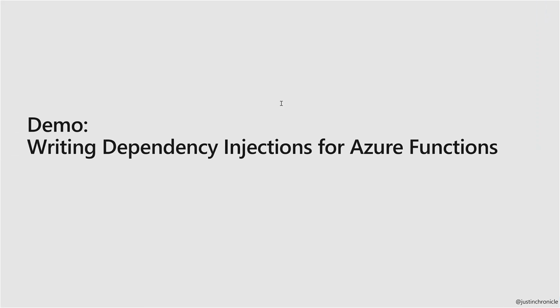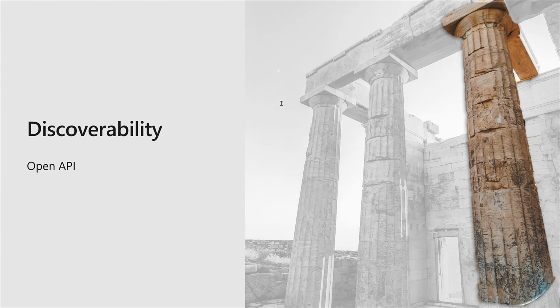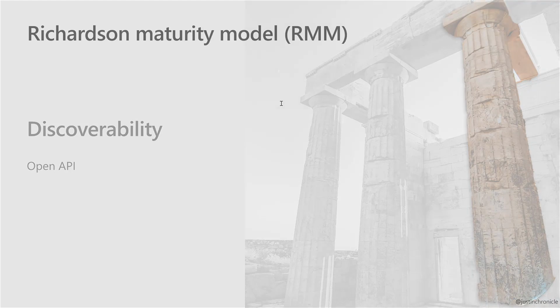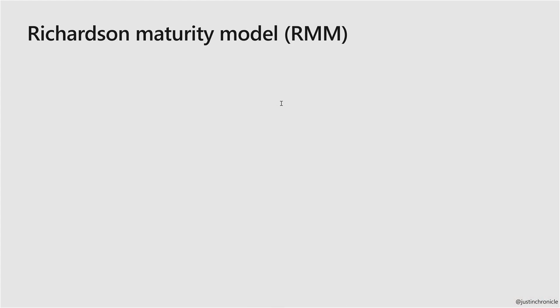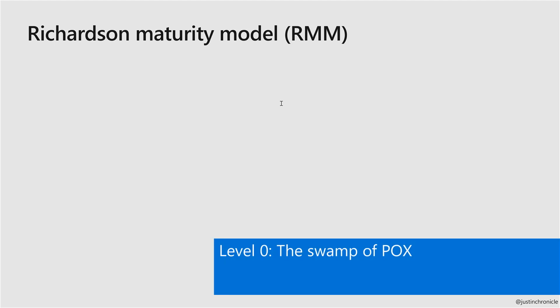Now we covered the portability and testability. This time, we are going to talk about discoverability, which means we are using the Swagger or OpenAPI definitions. Many of you might have heard about the Richardson API maturity model. It has 4 different levels.